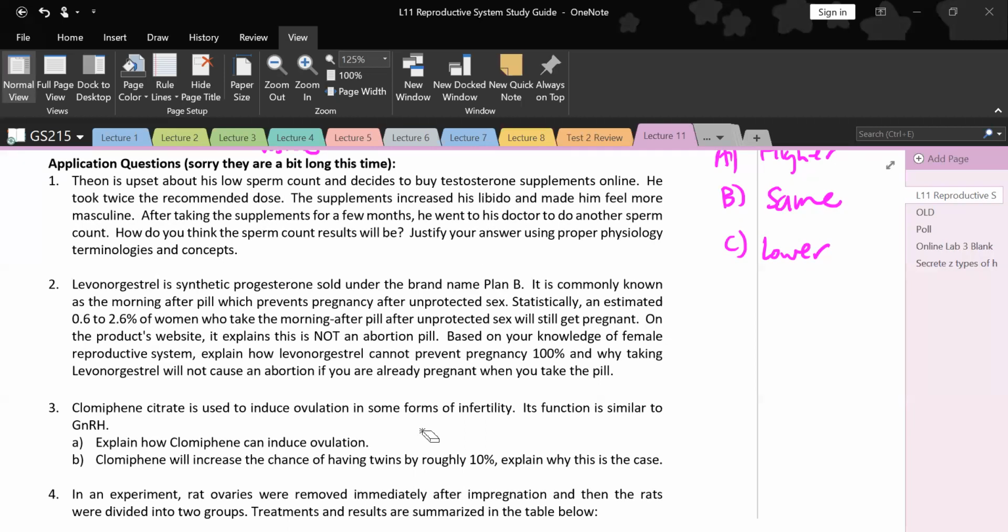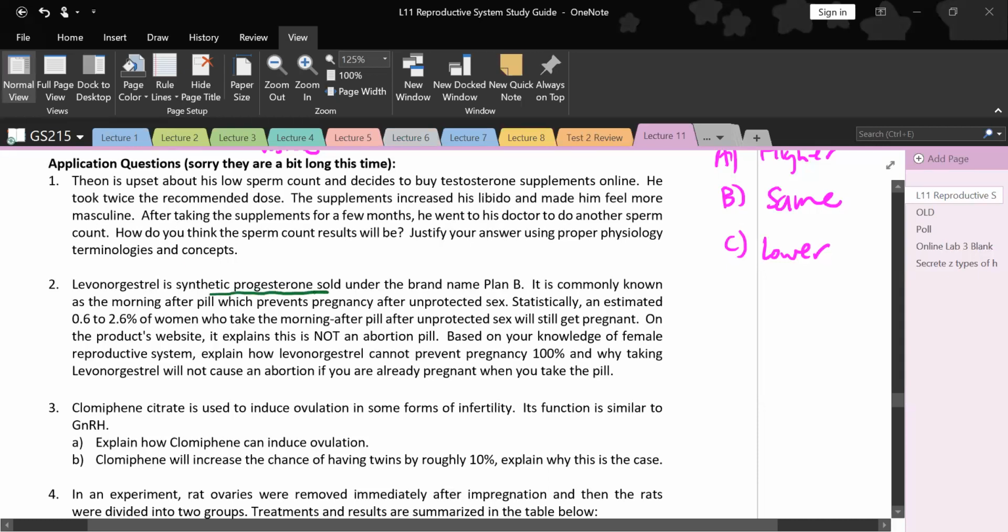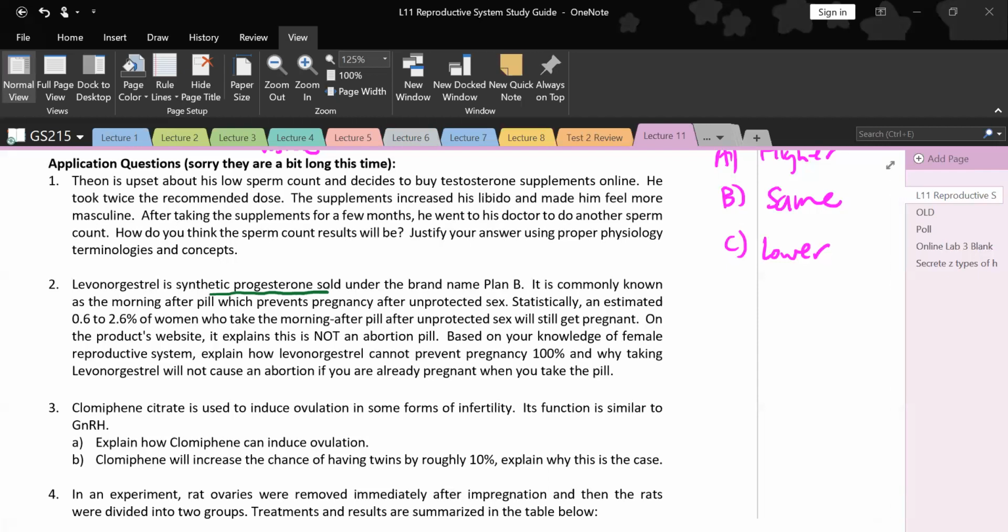Based on your knowledge of the female reproductive system, explain how the drug cannot prevent pregnancy 100% and why taking it will not cause an abortion if you're already pregnant when you take the pill. Yeah, for the first one, low sperm count, that would be the choice. So what do you think? How come this pill is not 100% if it's a synthetic progesterone? And if you're pregnant and you take this, why wouldn't it cause an abortion?